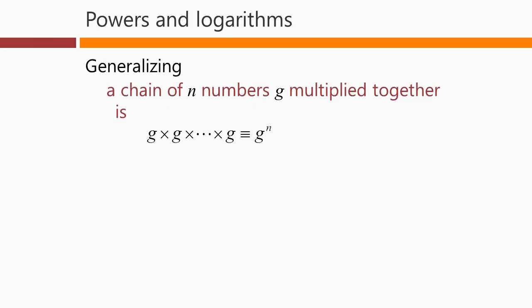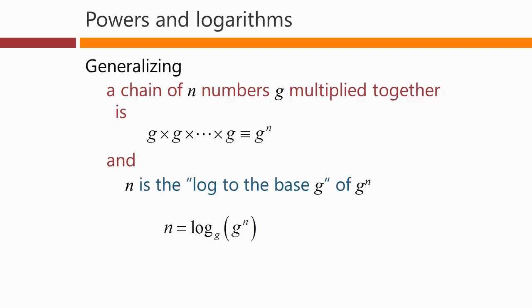So we can generalize here. If we take a chain of n numbers, g, multiplied together, then g times g all together, n different g's here, then we would call that, of course, g to the n. Then n is the log to the base g of g to the power n. That is, n is the power to which we have to raise the number g to get the answer g to the power n.